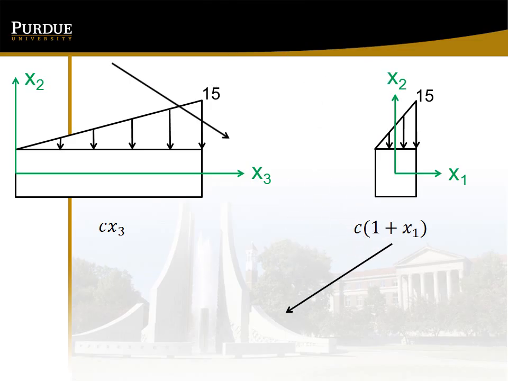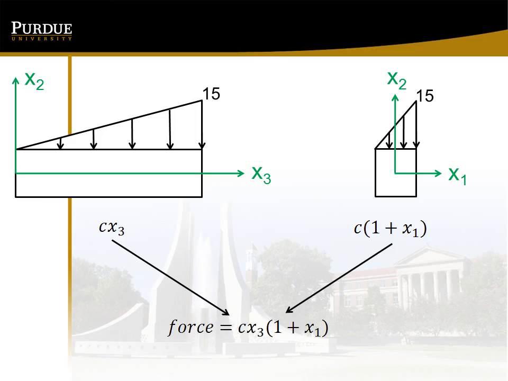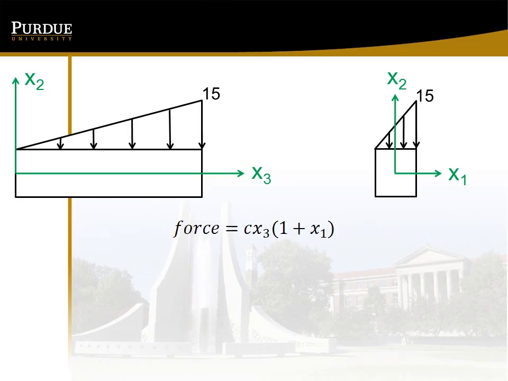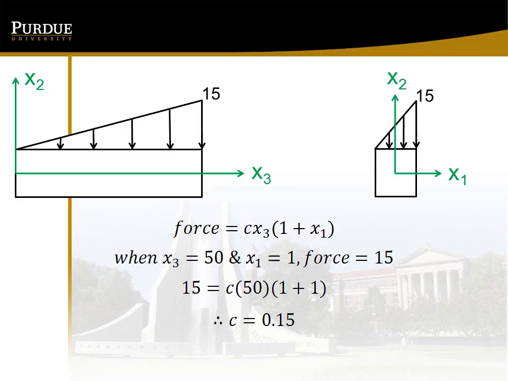Now, combining these two equations, we can get an overall equation for the force, which is equal to a constant times x3 times 1 plus x1. Now, using the initial conditions, when x3 is equal to 50 and x1 is equal to 1, the force we know will equal 15. Solving for c, we get 0.15.